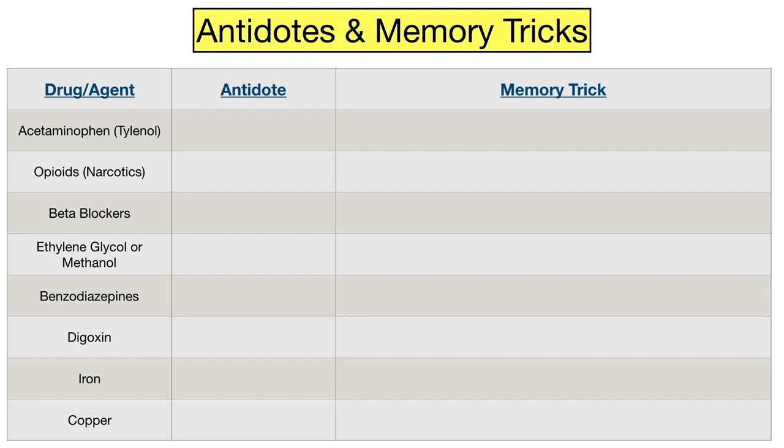As we go through the different antidotes, hit pause in the video and try to see how many you can guess correctly. Let's start with acetaminophen. One common source of acetaminophen is under the brand name Tylenol. If someone overdoses on acetaminophen, can you guess the antidote that would be given to treat the toxicity? It's N-acetylcysteine. The trick to remember N-acetylcysteine for acetaminophen is an easy one.